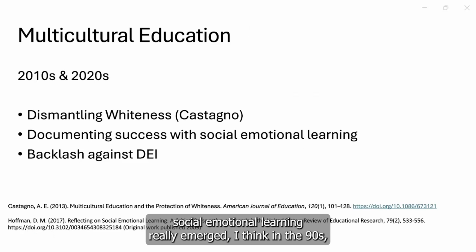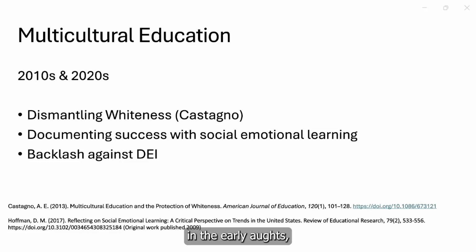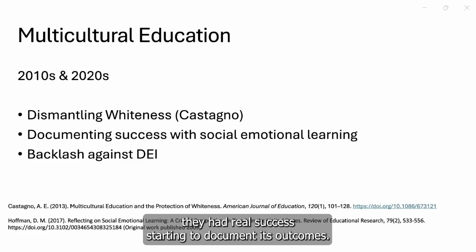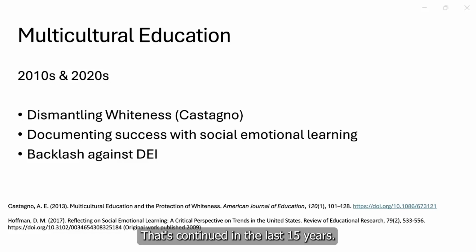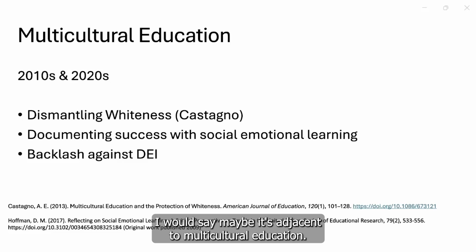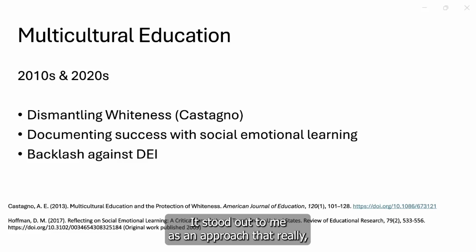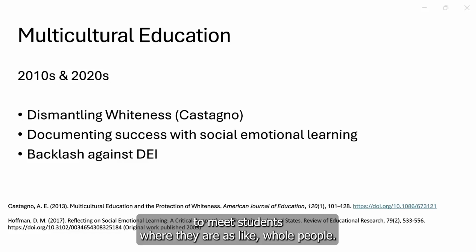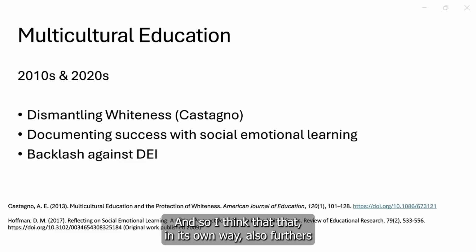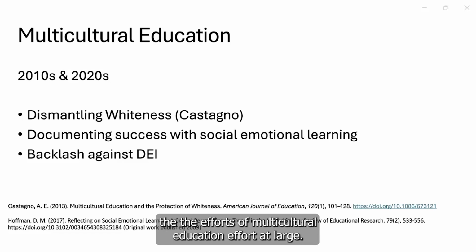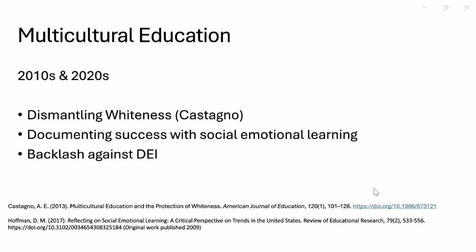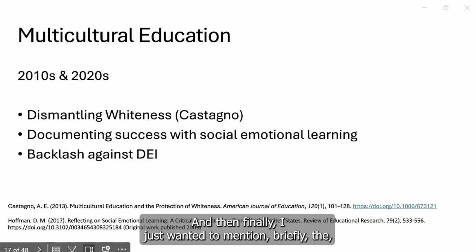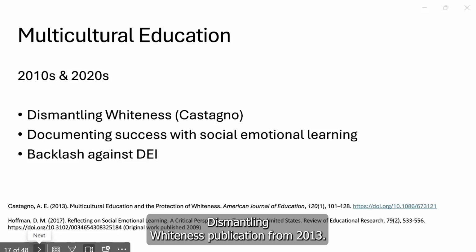Social emotional learning really emerged, I think, in the 90s. And in the early aughts, they had real success starting to document its outcomes. That's continued in the last 15 years. And even though it's maybe adjacent to multicultural education, it stood out to me as an approach that really asks educators to meet students where they are as whole people. And so I think that in its own way it also furthers the efforts of multicultural education writ large. And then finally, I just wanted to mention briefly the Dismantling Whiteness publication from 2013.